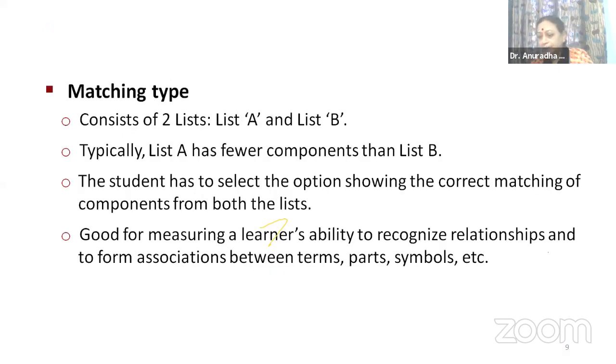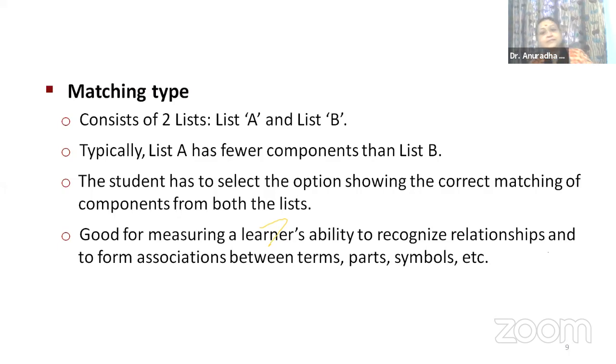The matching type. Now, matching, all of us have seen right from our school days. You have two groups and then you match. But this can be made a little more complex. I'm talking about the matching type, which is expressed in the multiple choice format. So list A will have some elements, some components. List B will have certain other elements, and list B typically will have more items, more components as compared to list A, so that you again reduce the guessing on the part of the student.